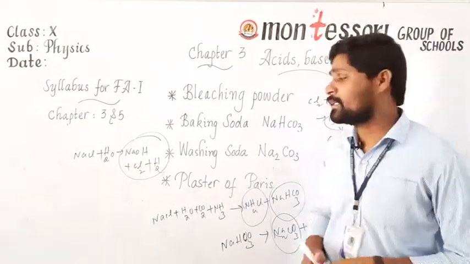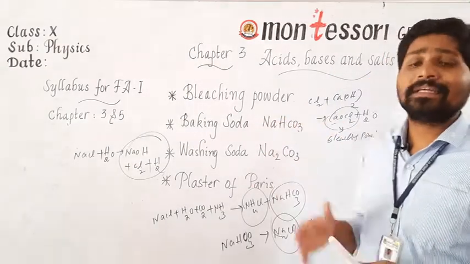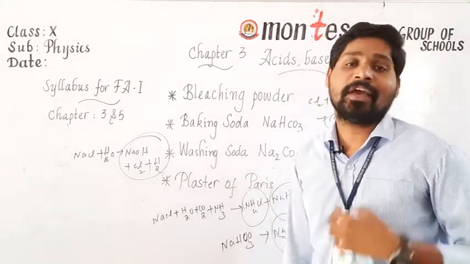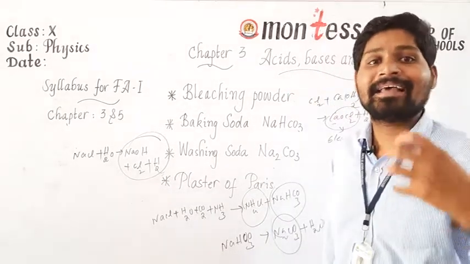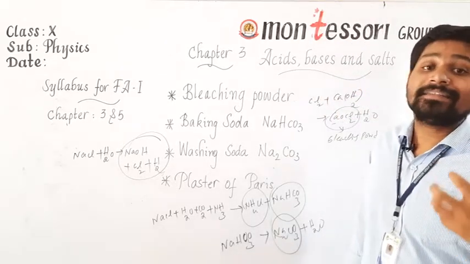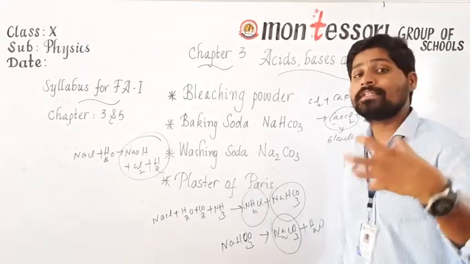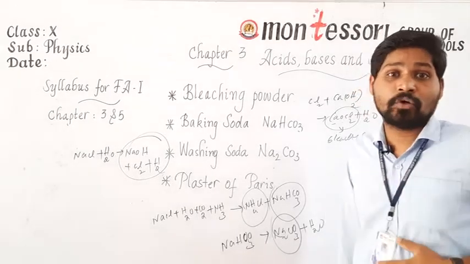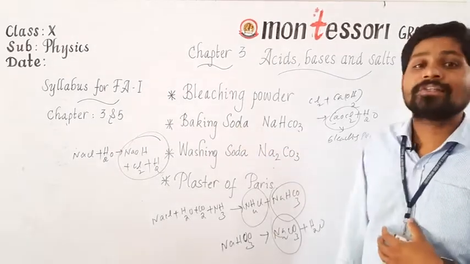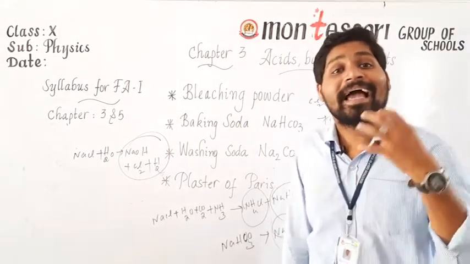The next one is the baking soda we are using in antacid tablets as an ingredient. Because of its basic nature, it can neutralize the acid which is present in our stomach. So whenever you get stomach pain, at that time we take baking soda so as to get relief from this acidity.